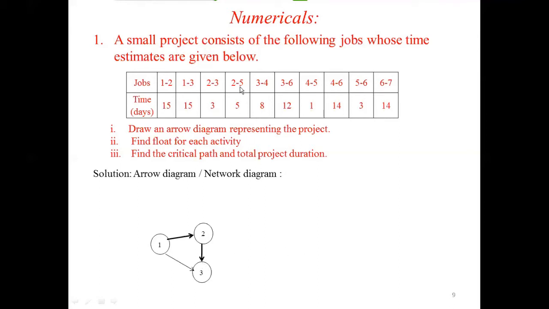The next given is 2 to 5. That means you have to write node 5 in front of 2, and put an arrow marker. You have to represent node 5. Then similarly, we have 3 to 4. That means you have to represent node 4 in front of 3.